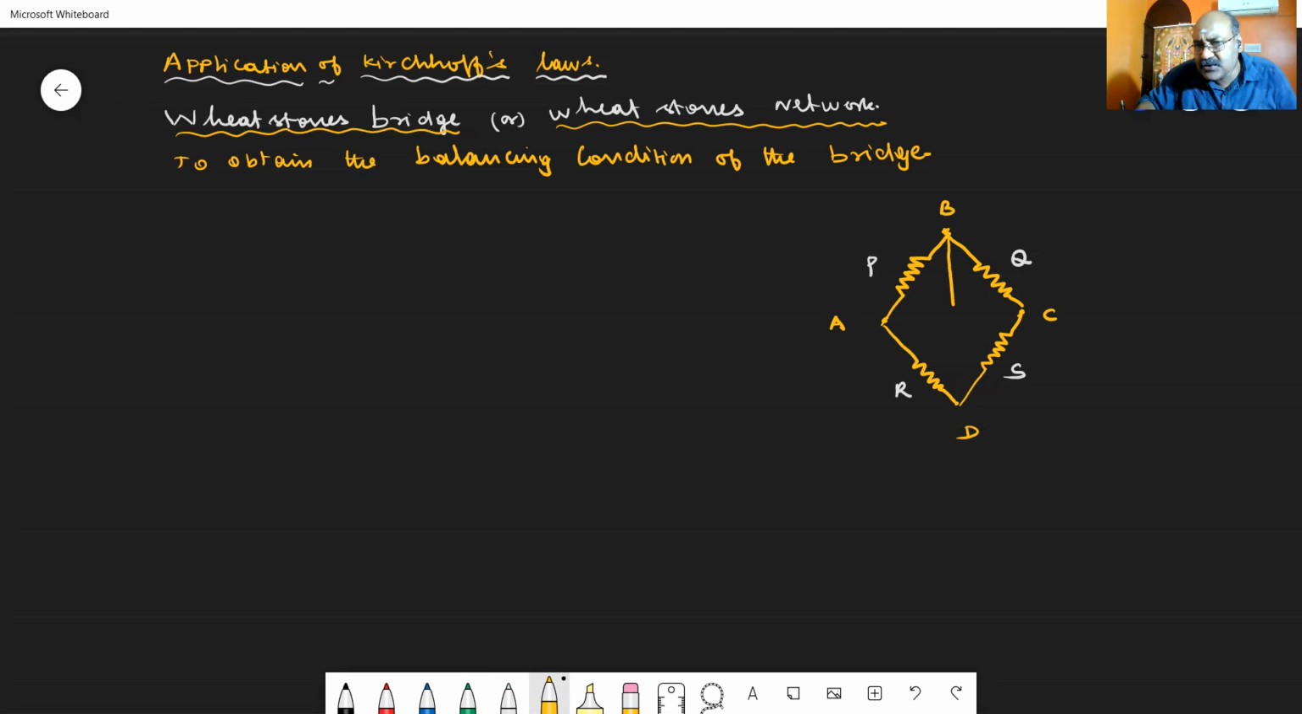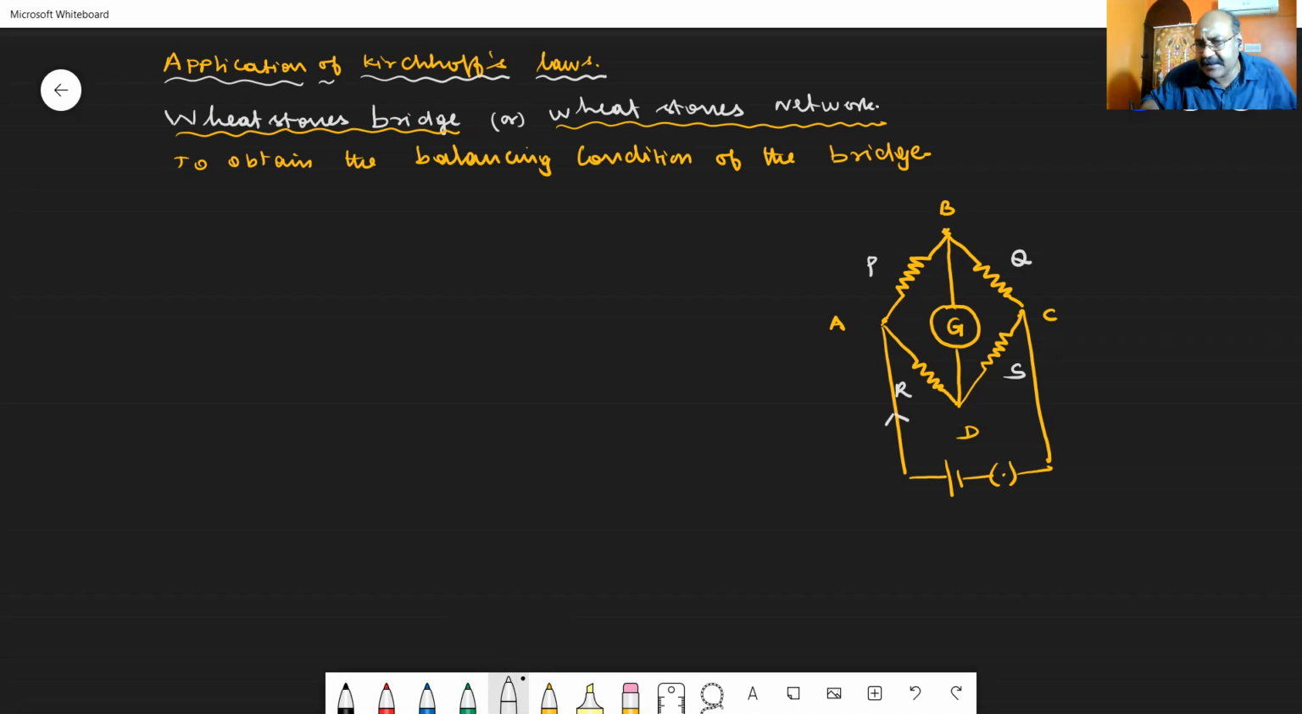In between the 2 junctions B and D, a galvanometer is connected. A galvanometer is a device to indicate the flow of electrical current. If there is a flow of electrical current, it will get deflected. If not, there is no deflection in the galvanometer. Similarly, across the junctions A and C, we connect a battery and a key. This arrangement is called the Wheatstone's network.